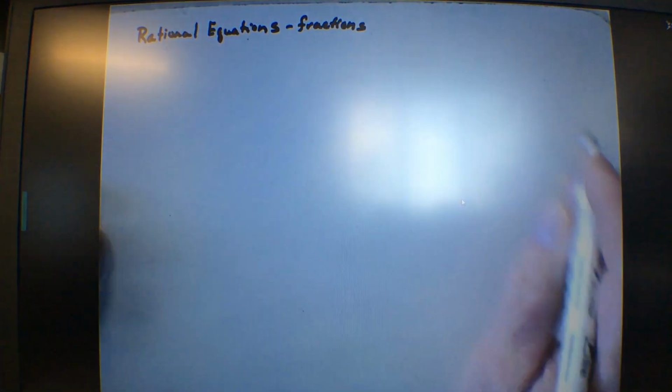Rational equations, rational inequalities. Rational is a fraction. So what we do is we have fractions. But the problem is we have fractions.